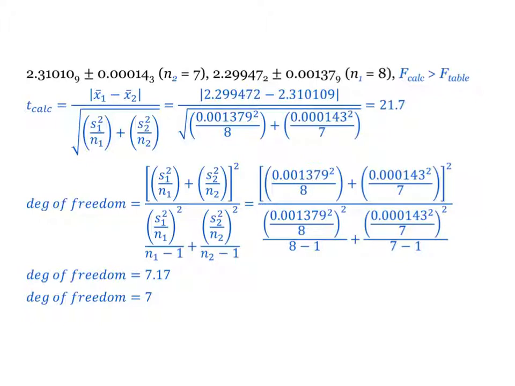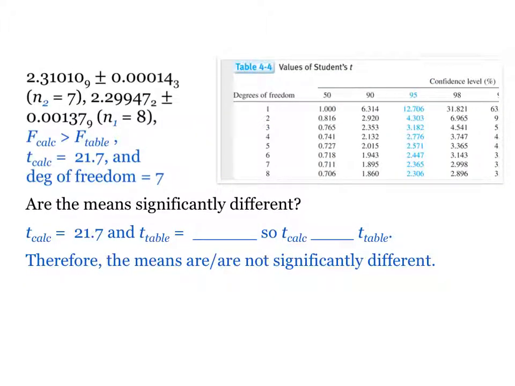t-calc gives us a result of 21.7, but we also have to calculate the degrees of freedom, rounding to the nearest integer, as I've shown here. Now we can look up t-table for 7 degrees of freedom at the 95% confidence level. Which value do we use from the table for the 95% confidence level? All right, so 2.365 tells us what about the relationship between t-calc and t-table?